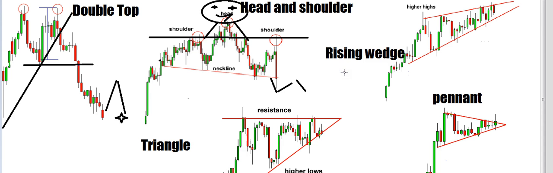Now wedges can be reversal or continuation, depending on where they are and what they look like. Now this is a rising wedge. In this situation, this formation is a reversal because it's coming from an uptrend. Price is moving up. The reason it's called a wedge is because see how we're getting higher lows faster than we're getting higher highs. So this forms a wedge formation.